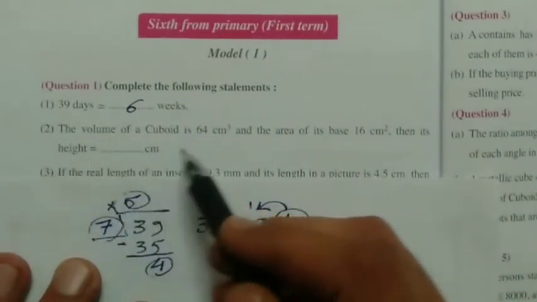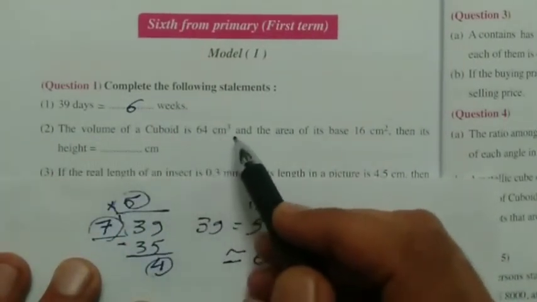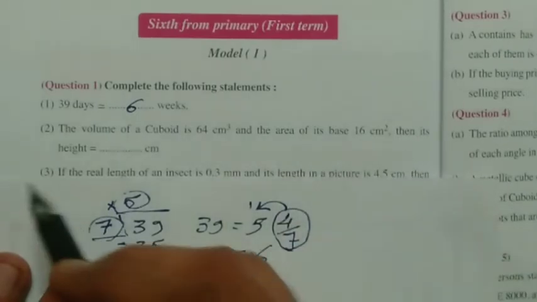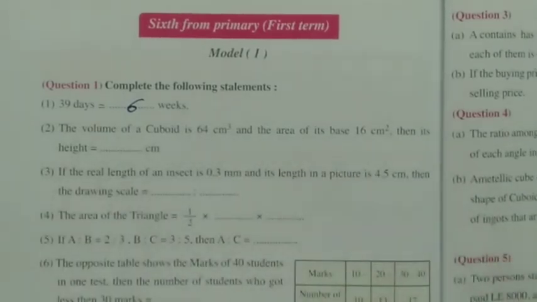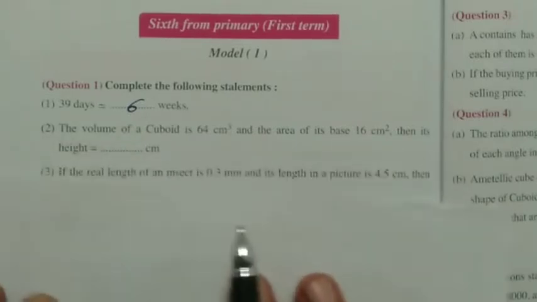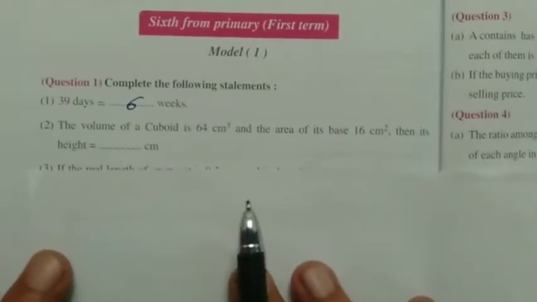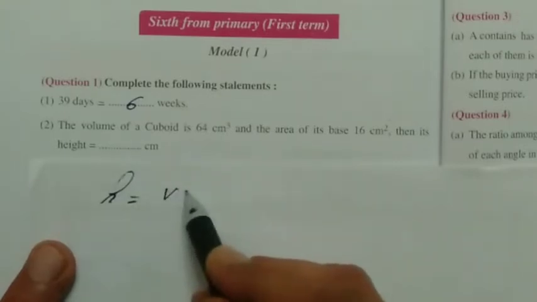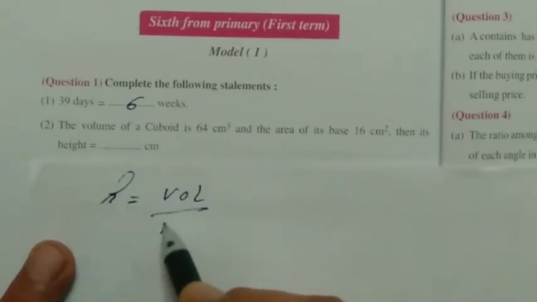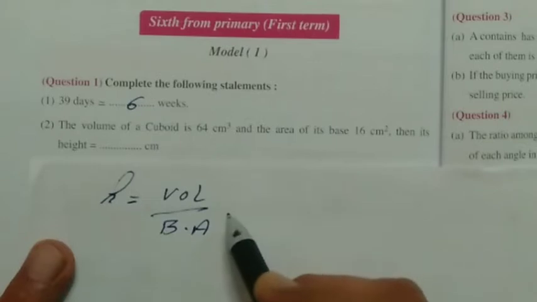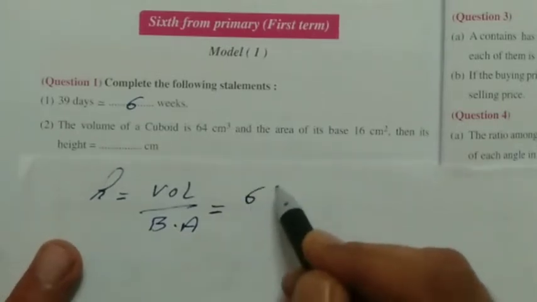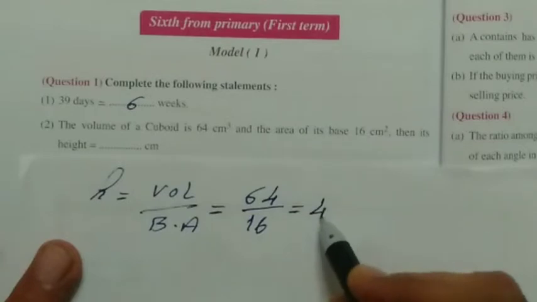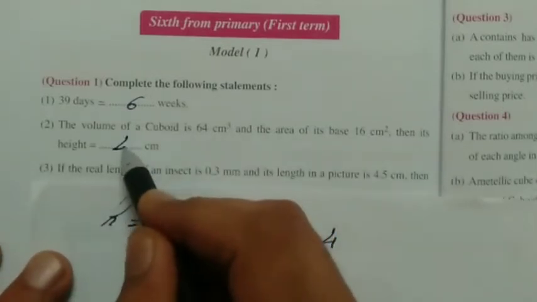2. The volume of a cuboid is 64 cm³ and the area of its base 16 cm². Then the height. The rule of the height equals volume over base area equals 64 over 16 equals 4 centimeter.